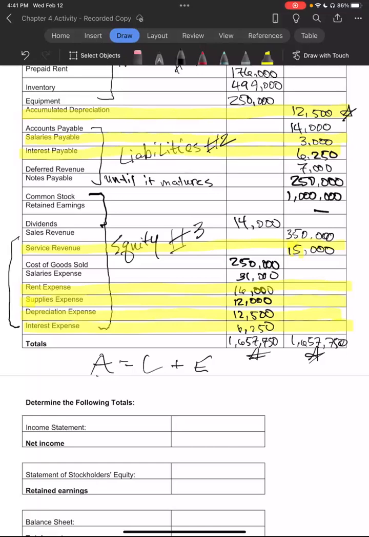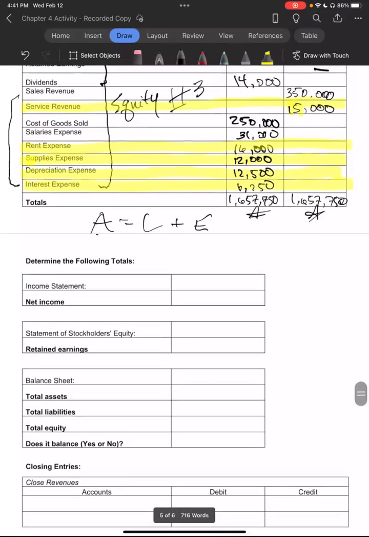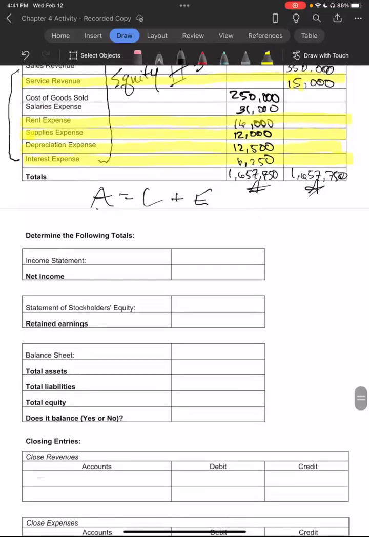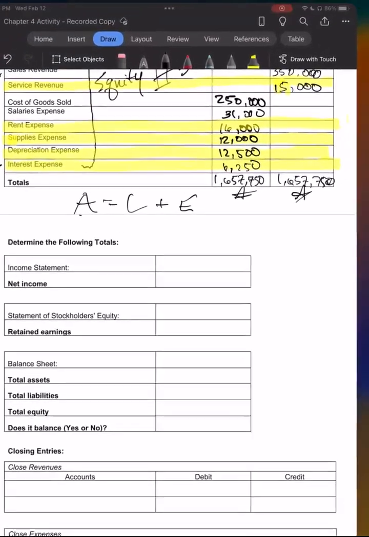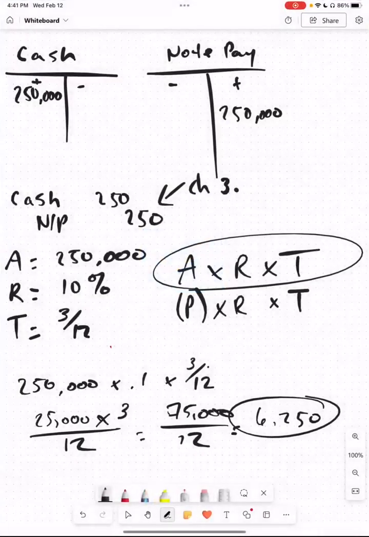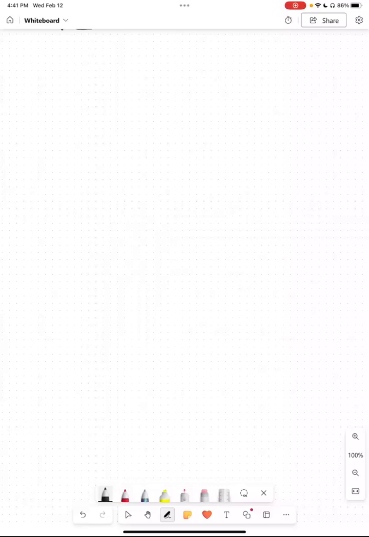Okay. The next thing we're going to do is we're going to calculate the totals for our income statement, our statement of equity, and our balance sheet. And the way we're going to do that is we are going to just add everything up. Okay. So let's start with our income statement. Our income statement just has our revenues and expenses on it. That's all we care about. We just want to know what is our net income at the end of the day.